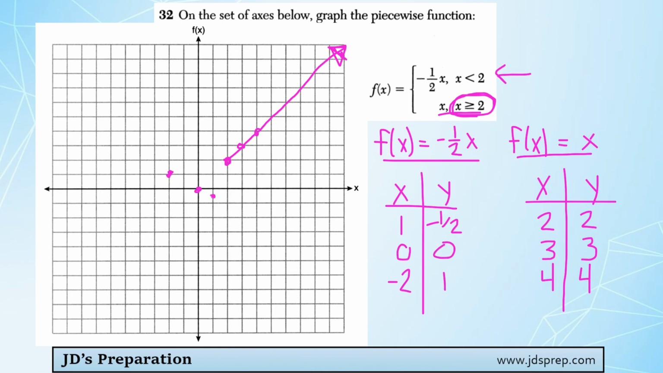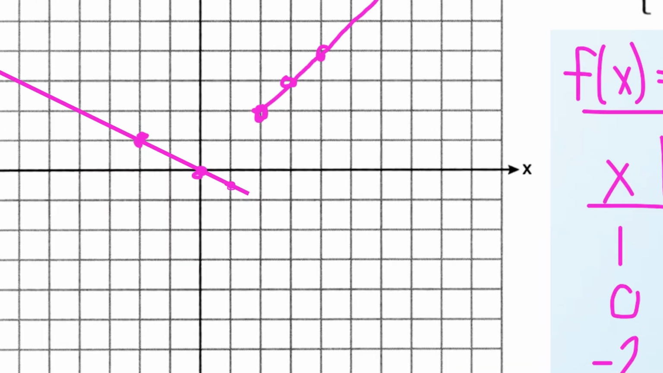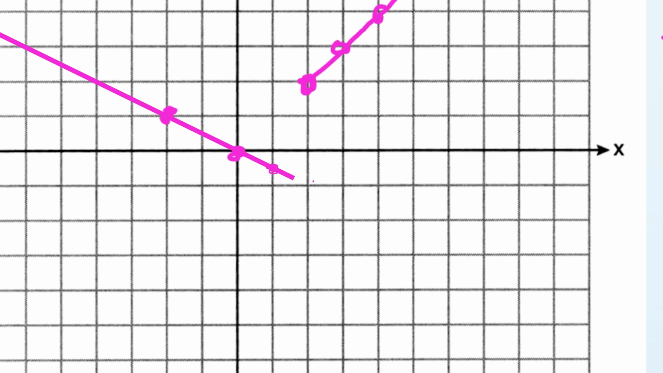So I can tell already we've got a straight line being formed. Just like that. We'll add an arrow at the end. And what we're going to do is, because f of x is equal to negative 1/2 x only when x is less than 2 but not equal to 2, draw an open circle at this point here. Just like that.